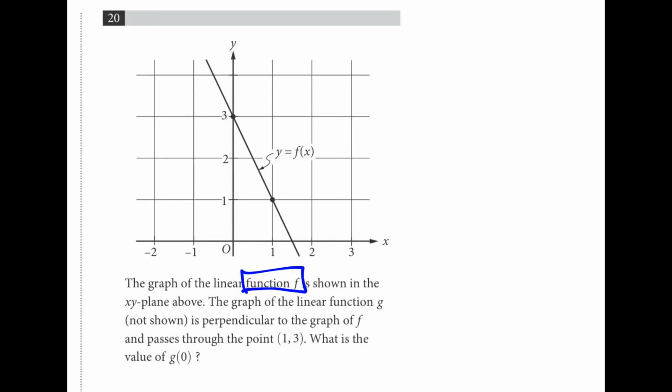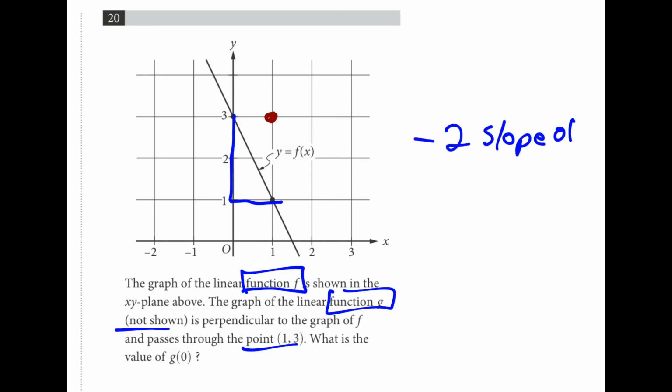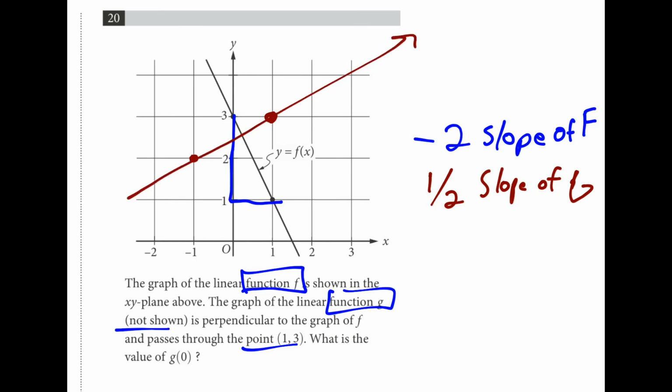20, function f is shown above. Function g, which is not shown, is perpendicular and passes through this point. Well, if it's perpendicular, then the slopes are opposite reciprocals. So here it is passing through the point 1, 3. And my slope here, if I go down 2 and right 1, my slope is -2. That's my slope for f. So if I take the opposite reciprocal, my slope for the other one is going to be 1/2. That's the slope of g. So that'll look like this. From one point to the next, you have to go up 1, right 2.